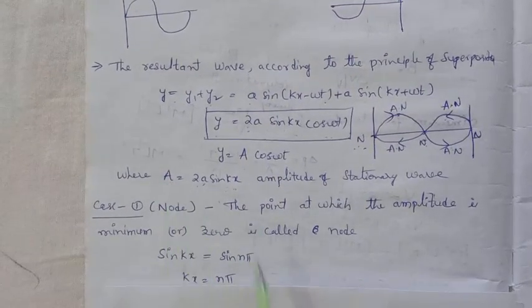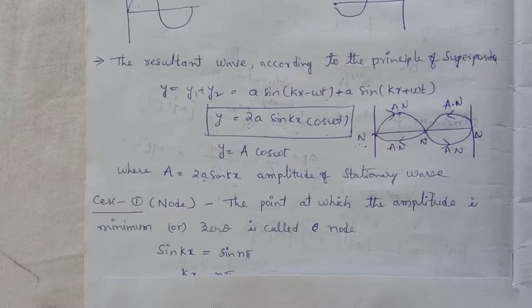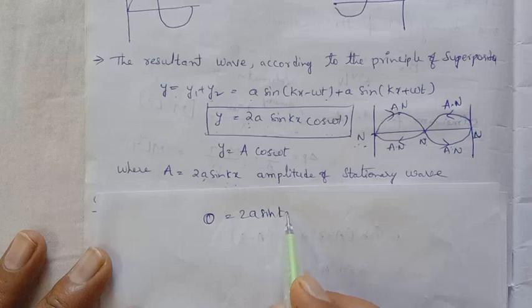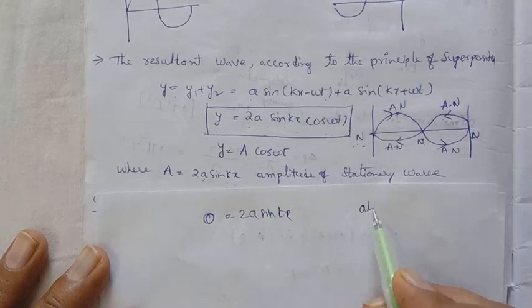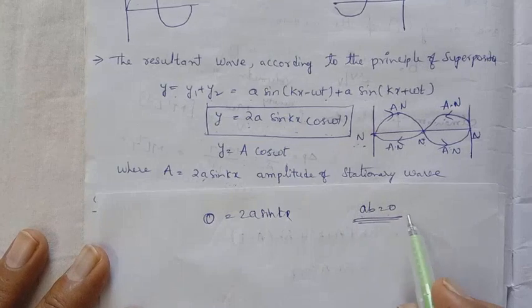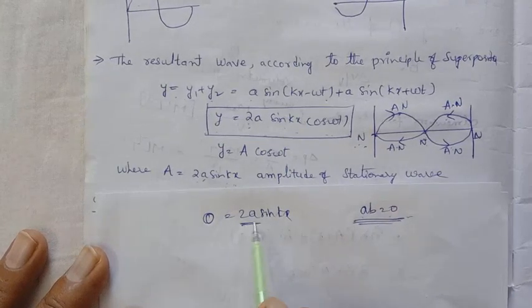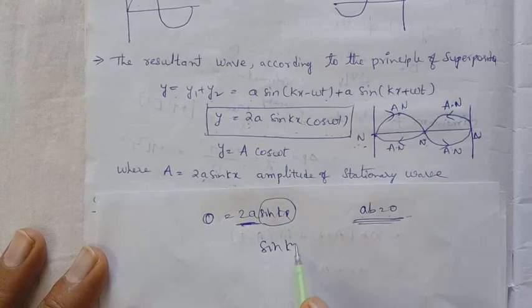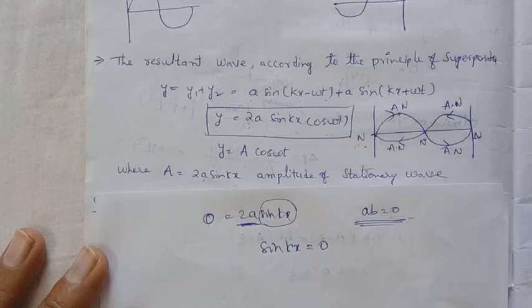So suppose the amplitude is equal to 0, that means 2a sin kx is equal to 0. So a times b is equal to 0 means, according to the rules, a is equal to 0 or b is equal to 0. 2a has no chance of being 0, that's why the sine function goes to 0. Sin kx is equal to 0.